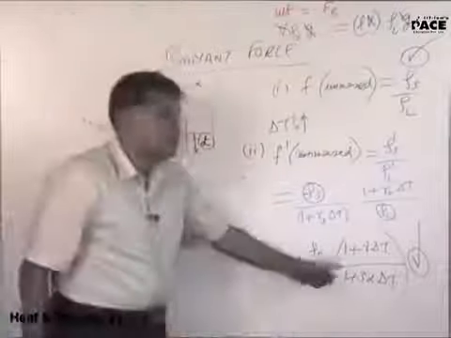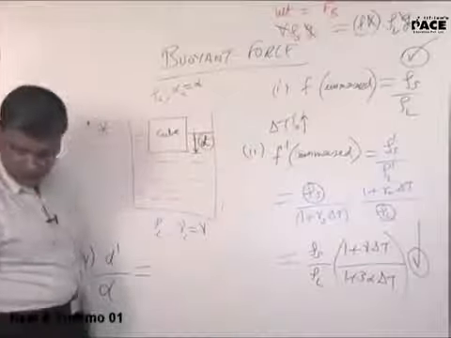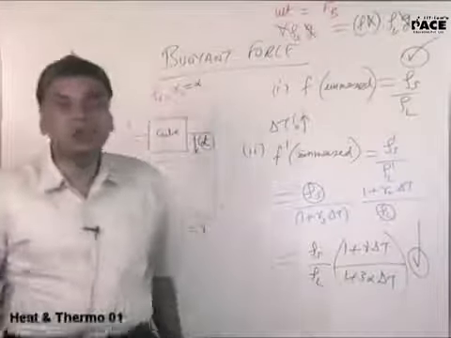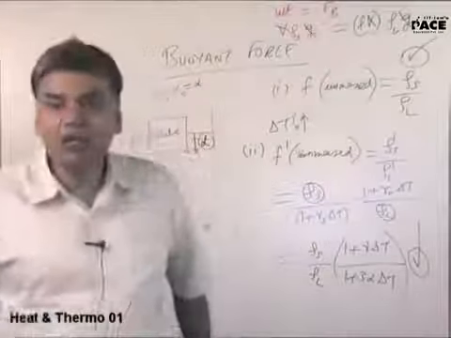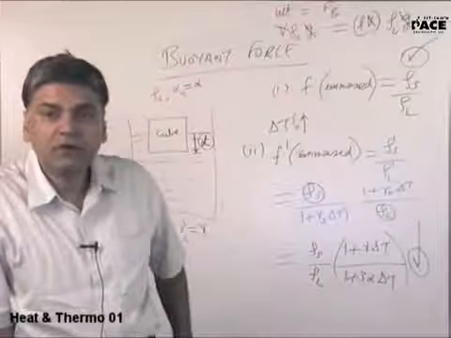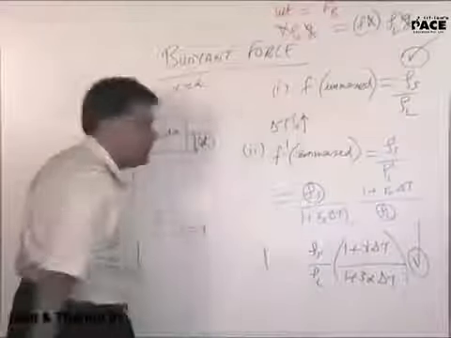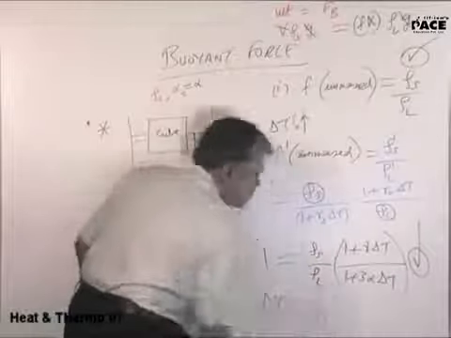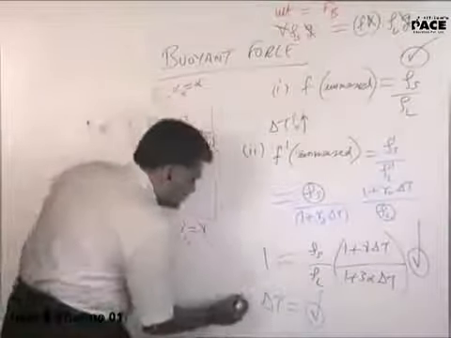Okay? Third part of the question. Third part of the question is what? At what temperature does the cube get fully immersed? How do we do it? At what temperature does the cube get fully immersed? This should be equal to 1. That's it. That's all. Over. This should be equal to 1. Solve for delta T. Over. I don't even solve for delta T. I leave it. You can solve for it. No problem.